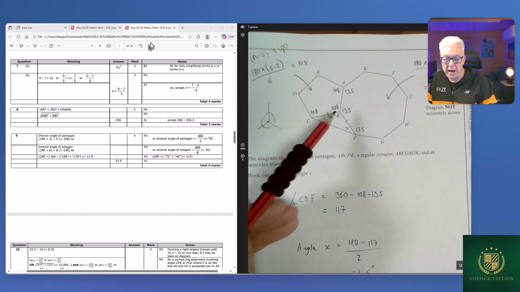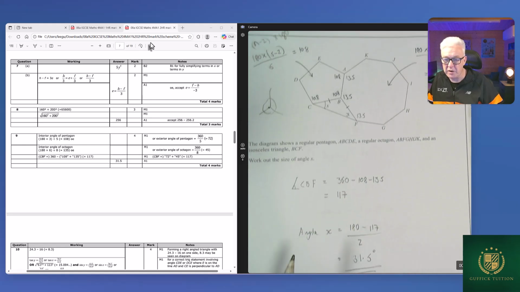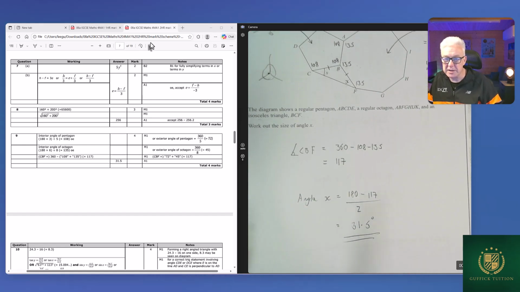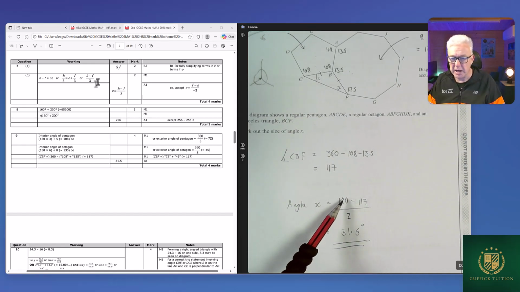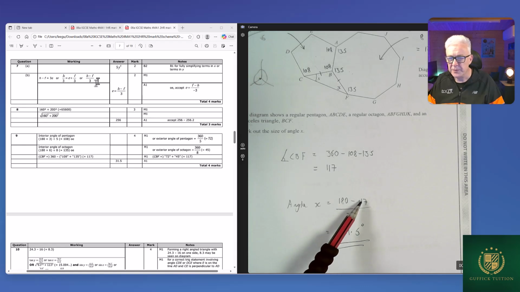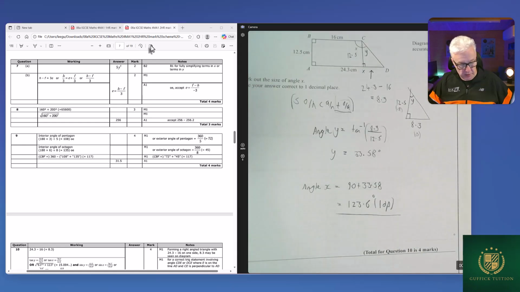So therefore, the angle at B is going to be 360, take away 108, take away 135, which is 117. And then because the angles in a triangle add up to make 180, the angle x is going to be given by 180, take away that 117, and divided by 2. So 31.5 is our answer there for that one. Okay, that's quite a nice question.